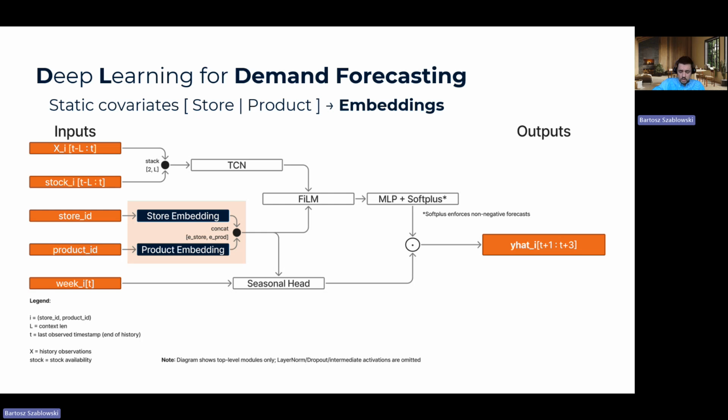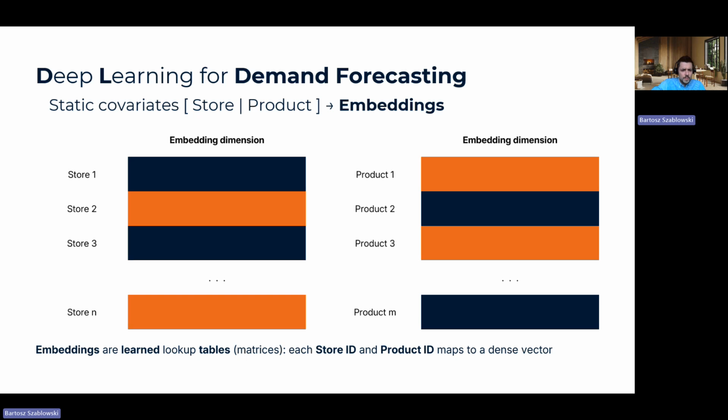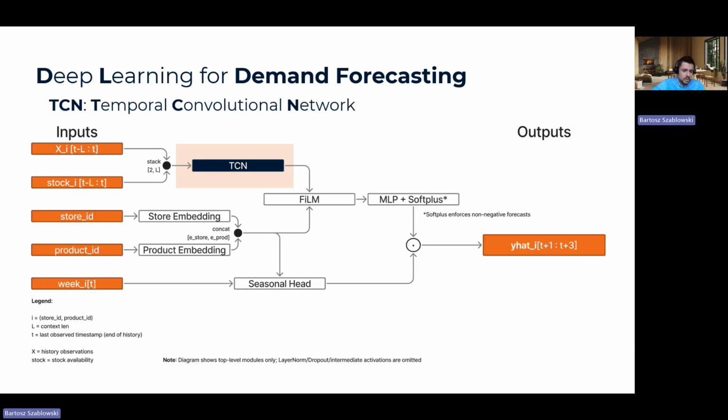We have already gone through the inputs and output, what they are and how they are prepared for training. And now let us move to the architecture details, and let's start with embeddings for static covariates. An embedding is simply a learned table of vectors. Each store and each product gets its own vector, which becomes a learned representation of that entity. Thanks to that, the network can know that some products share similar patterns like trend, seasonality, or other patterns if they exist. The same goes for the stores, of course.